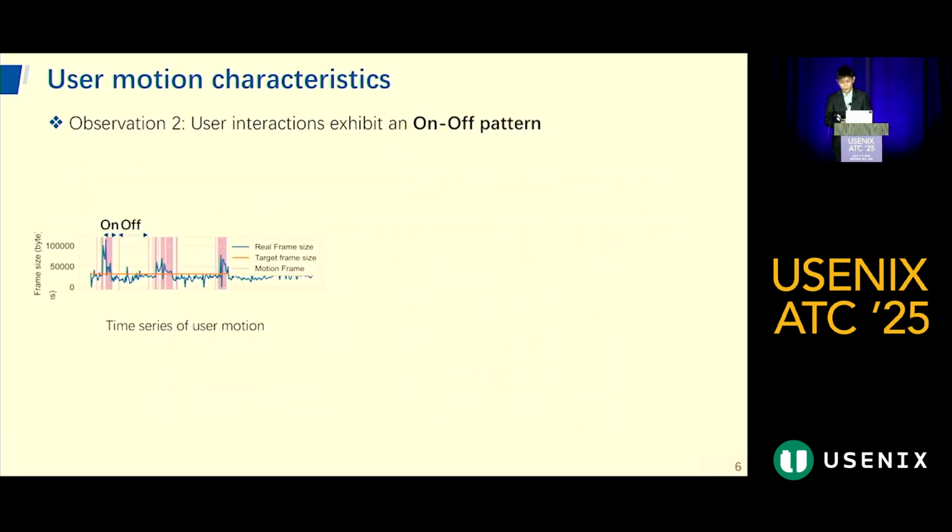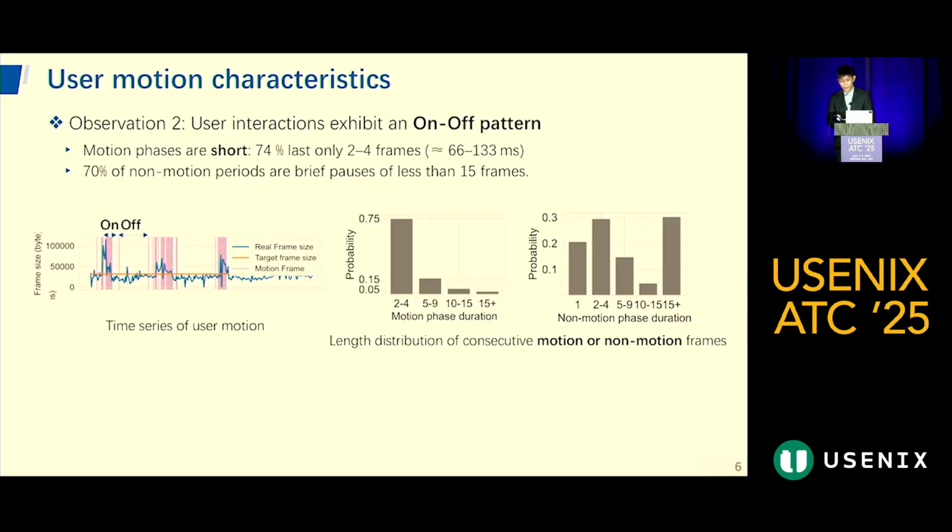Then let's dive into what users actually do. This trace plots frame size over time, and the pink bands mark when a user is in motion. Notice the clear on-off pattern, with a short on burst of activity followed by a quiet off period. We measure the length of motion and non-motion phases. On the left, 74% of motion phases span just 2 to 4 frames. That's only 66 to 133 milliseconds. On the right, 70% of the pauses last fewer than 15 frames. So users actually alternate between motion and rest very quickly.